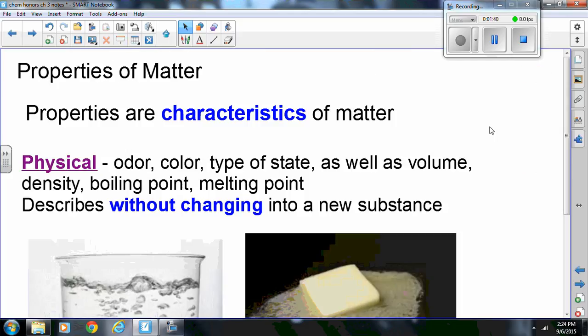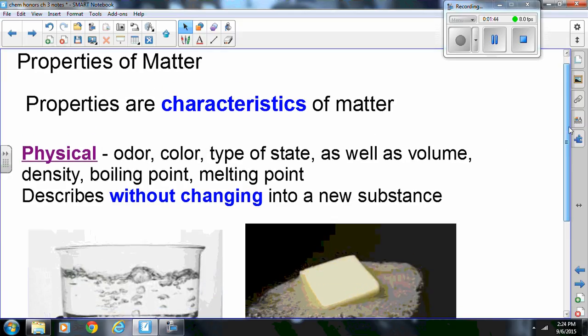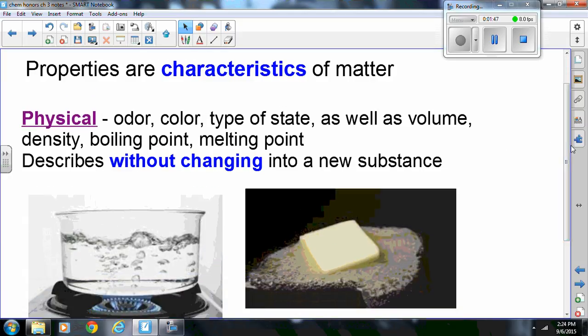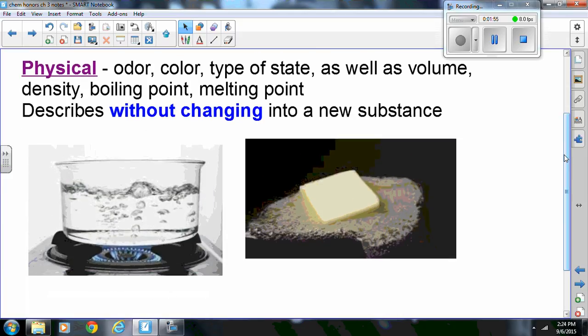All right, the properties of matter are basically characteristics of matter. So we have three types of matter, the solid, liquid, and gas. And now you have their properties. So it's things that describe the matter. We have two different ways to describe matter. We have physical characteristics: odor, color, type of state, solid, liquid, gas, as well as things like volume, density, boiling point, and melting point.